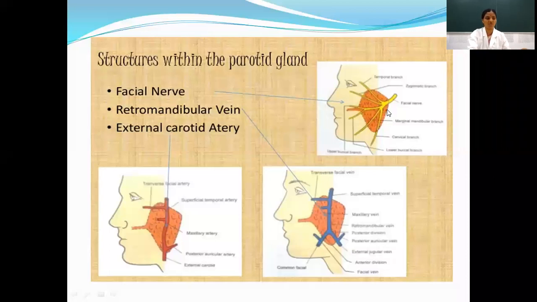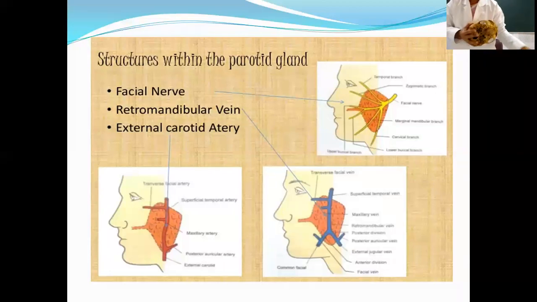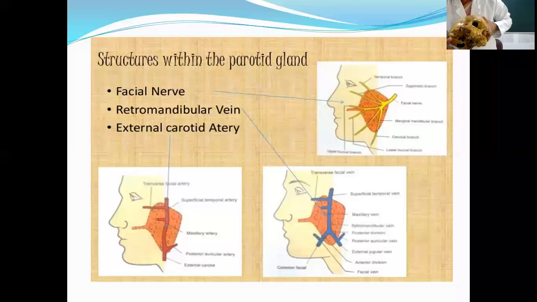Now coming to the facial nerve. See, the facial nerve is the seventh cranial nerve. It is a cranial nerve, so it takes origin within the cranium. Then it leaves the cranial cavity by means of an important foramen, which is known as the stylomastoid foramen. So stylomastoid foramen means here, this is the mastoid process. This is the styloid process. In between, there is a foramen.